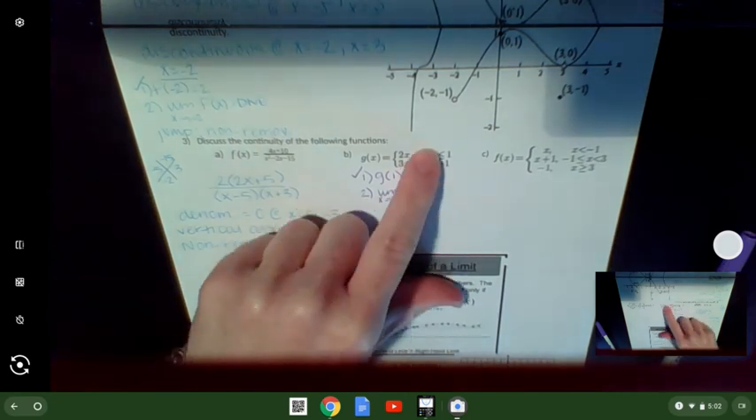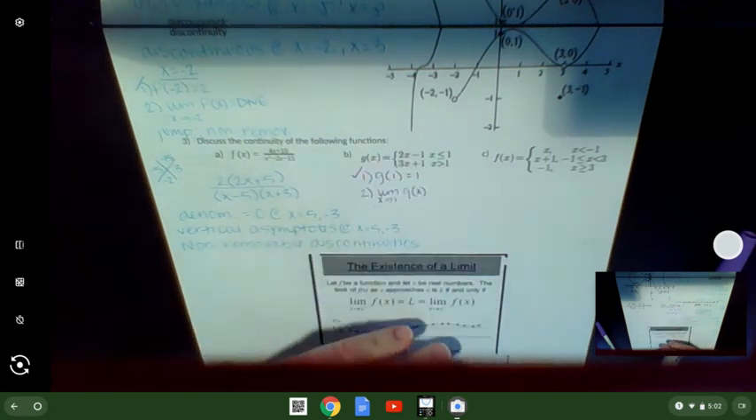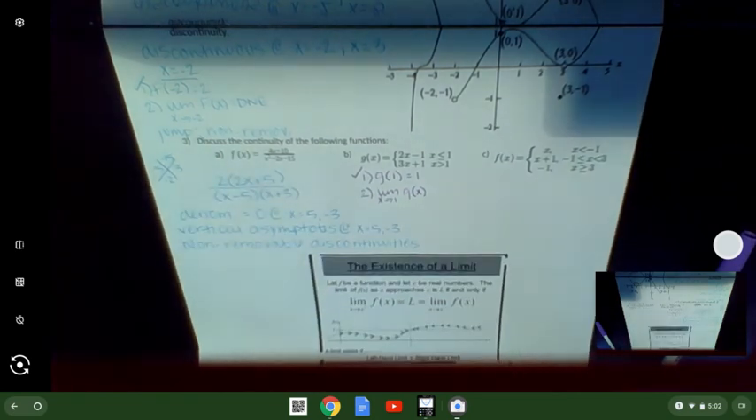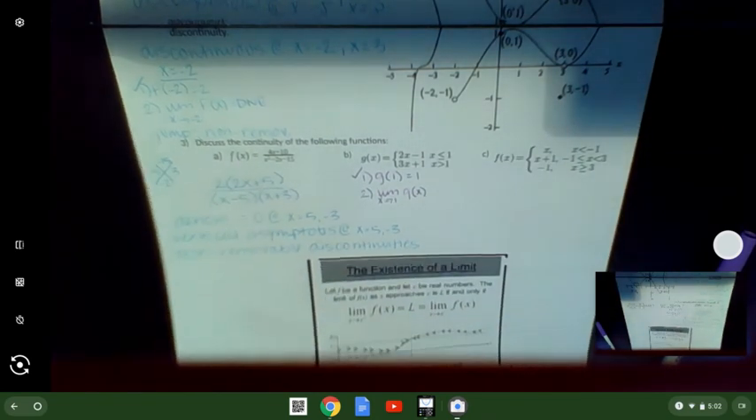But when I'm talking about the limit at the point where one function ends and the other function begins, then we are going to have to take this somewhere else. We're going to need another piece of information.